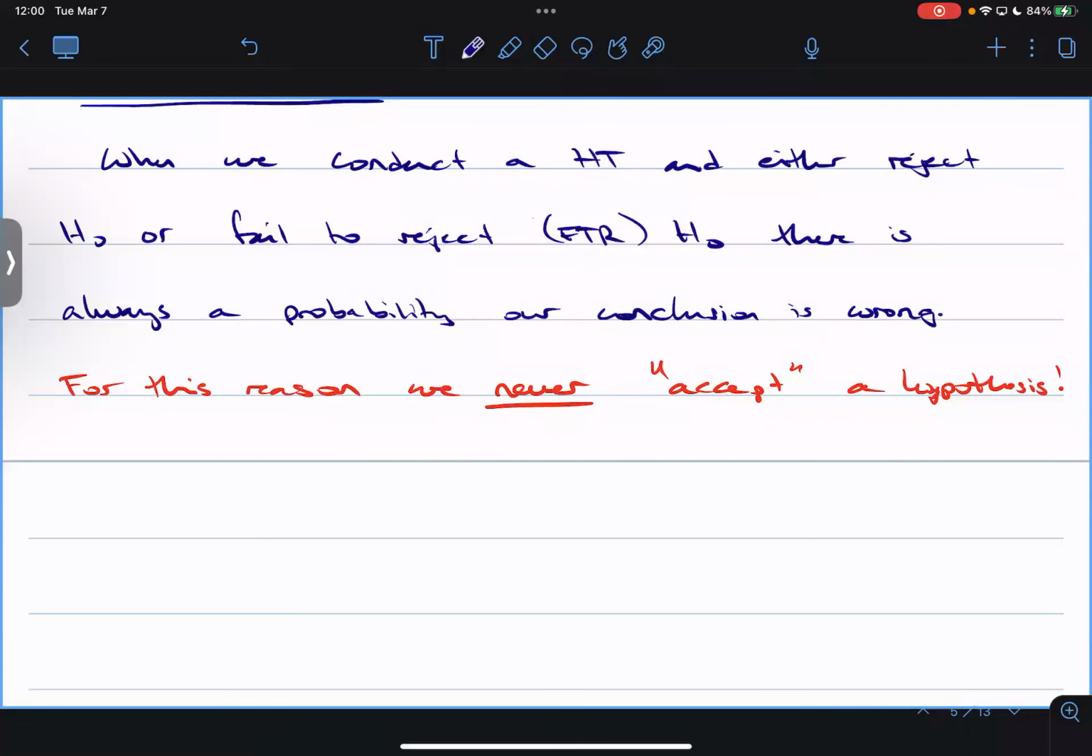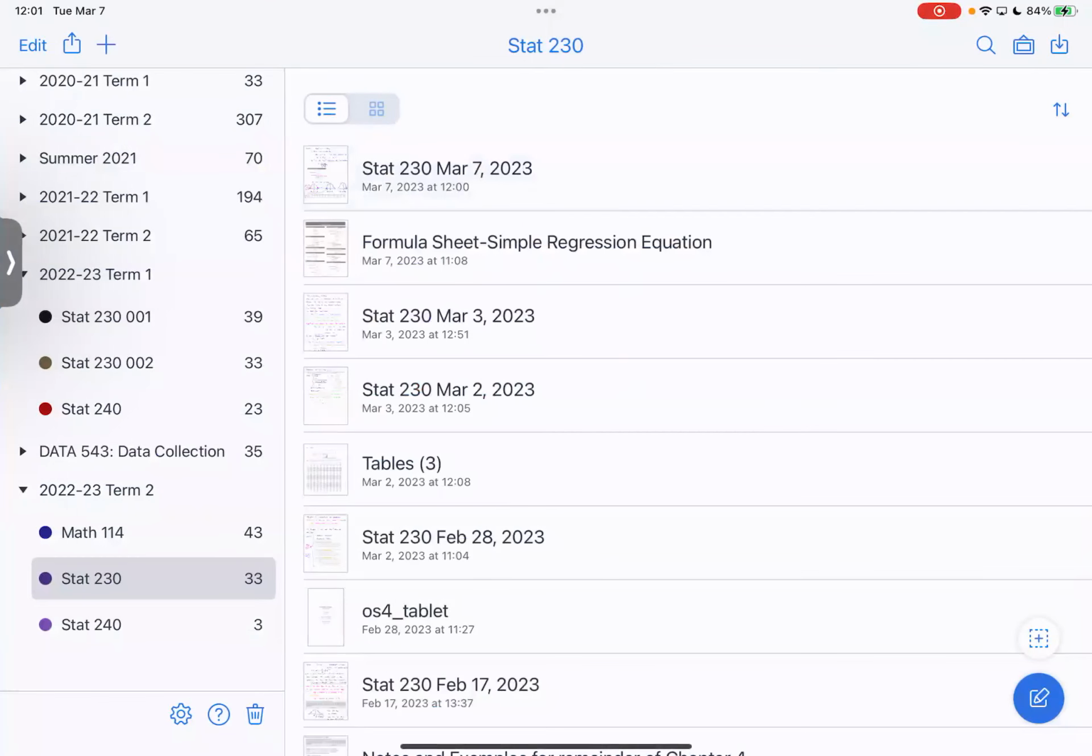Now, there are only two decision errors that I could make, right? I could reject H naught when I shouldn't, right? Or I could fail to reject H naught when it actually should have been rejected. So I think the best way to summarize this is in a table, because usually when I have to remember what it is, I look at my mind table and then I can figure it out. Okay, and so I'm going to steal it from the textbook.